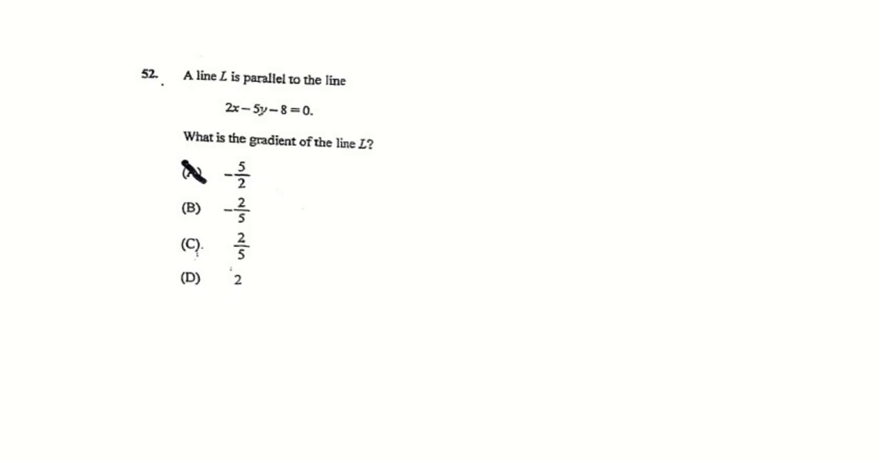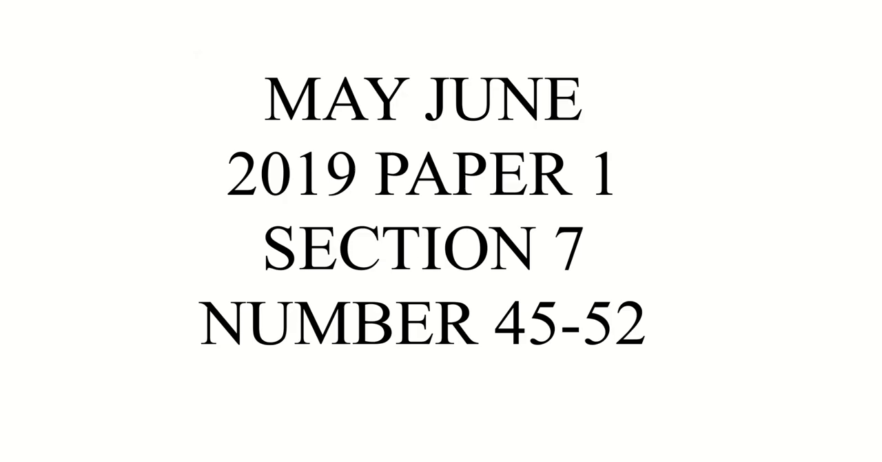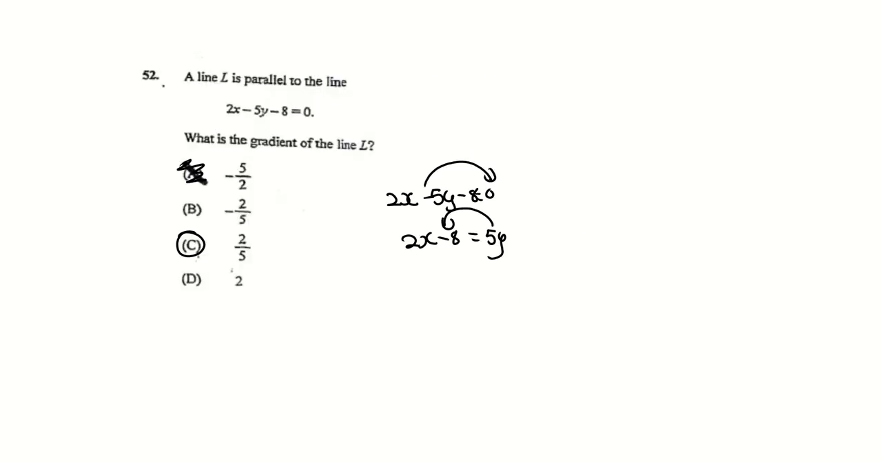Right, gradient. If they are parallel lines and the gradients are the same, the gradient of this line would be... I don't know about that answer just now. 2x minus 5y minus 8 is equal to 0. Carry this across, so that's 2x minus 8 is equal to positive 5y. Carry this across, so it's supposed to be 2 over 5. When you made y the subject, they said it's parallel lines, so therefore their gradients are the same. So the answer is C, not A. Alright? And that is the end of January 2020.